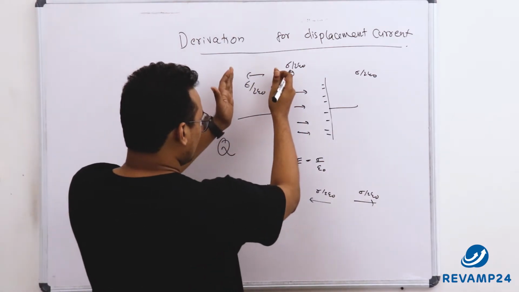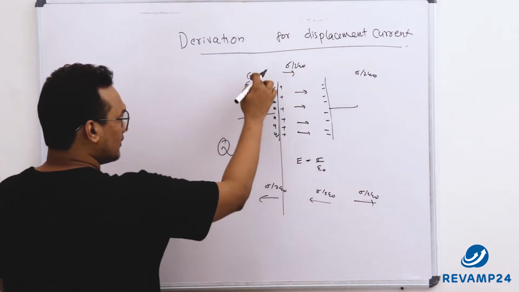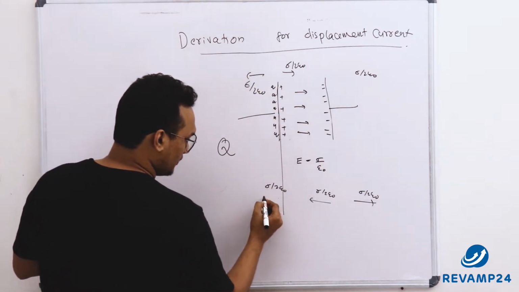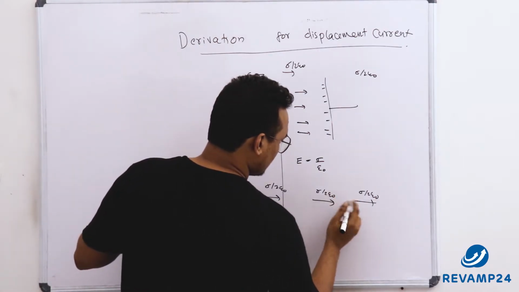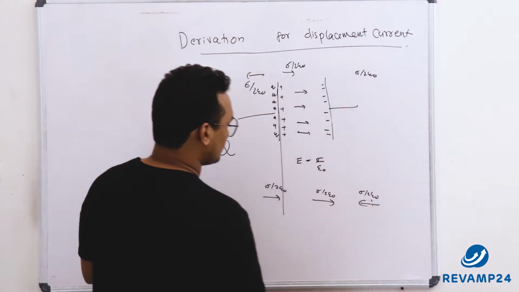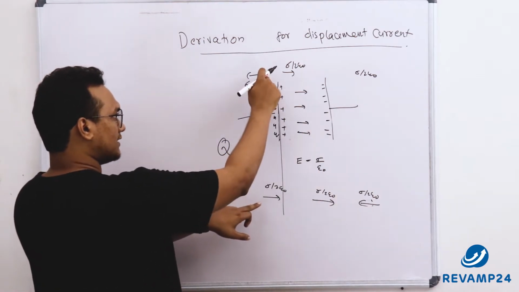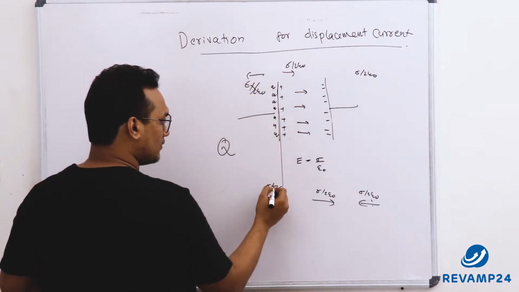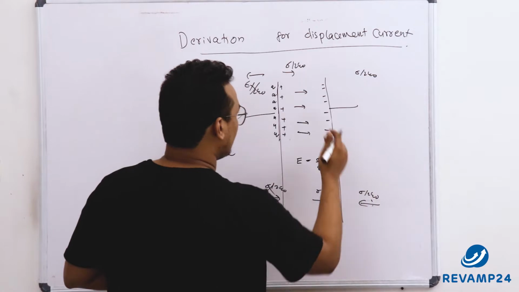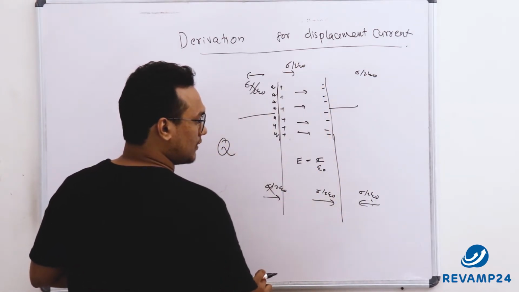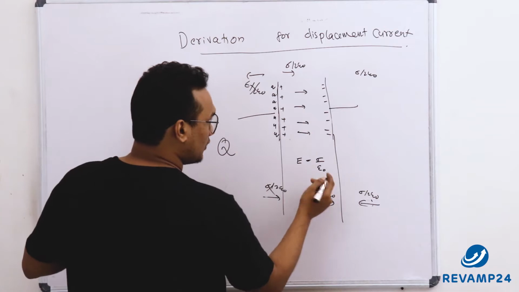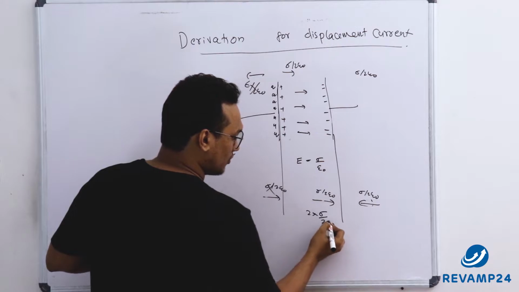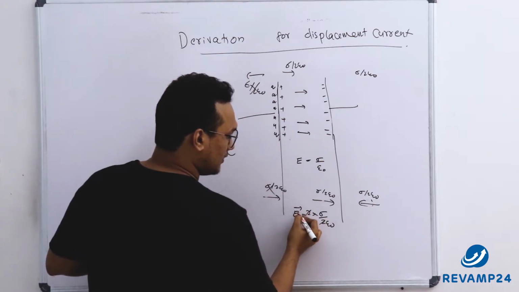Now you see, on this side of the capacitor, this is negative charge, right? So the field will be towards it, and here also it will be towards it. Here, sigma by 2 epsilon 0 and sigma by 2 epsilon 0 are equal and opposite, so they cancel. In between, sigma by 2 epsilon 0 and sigma by 2 epsilon 0 add up. Same value plus same value is twice the value, so the 2 will cancel and the net electric field is sigma by epsilon 0.